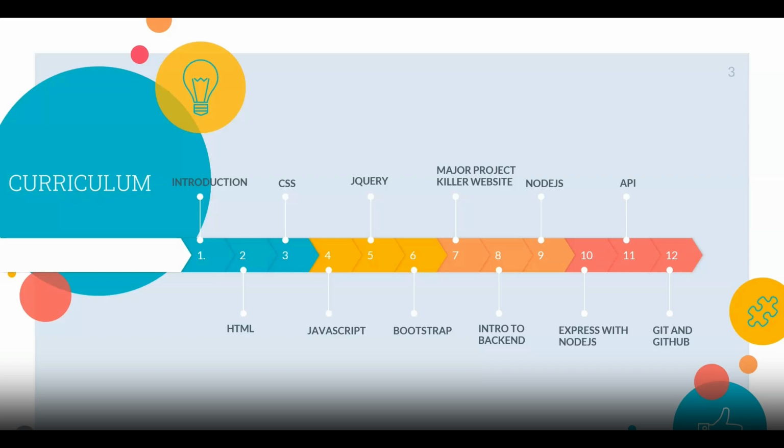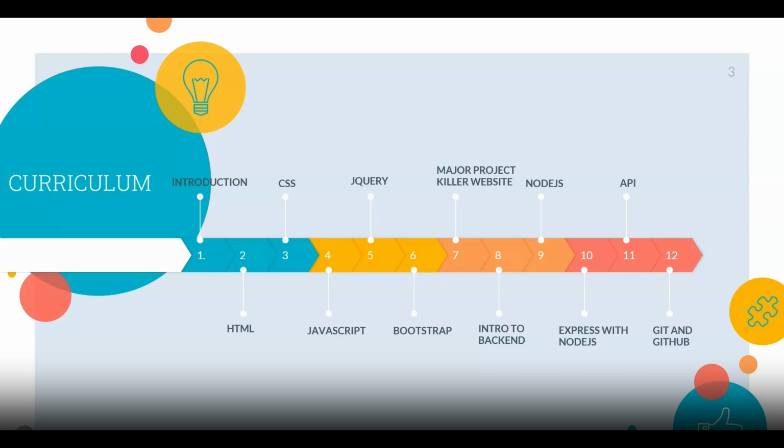After that, we have Bootstrap. In this section, we will see how we can use any Bootstrap component and how we can include that on our own web page. Next one is a major project which is called Killer Website. So inside this particular project, we are going to create a restaurant website, and while creating this website, we are going to apply all the skills and all the knowledge that we will gain in the previous lectures.